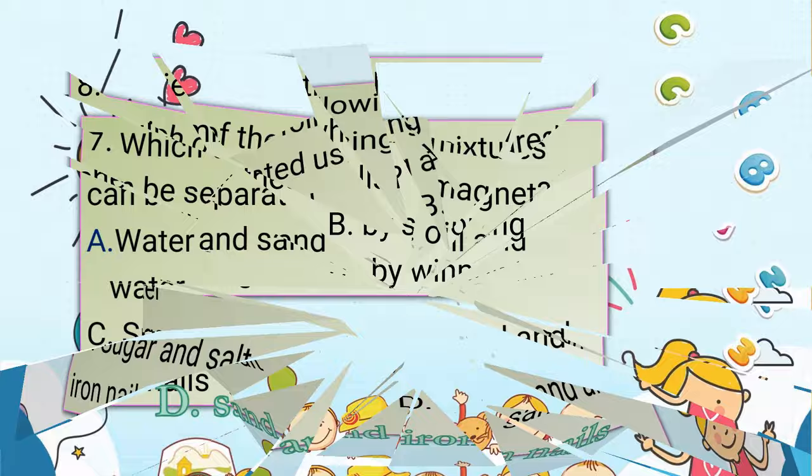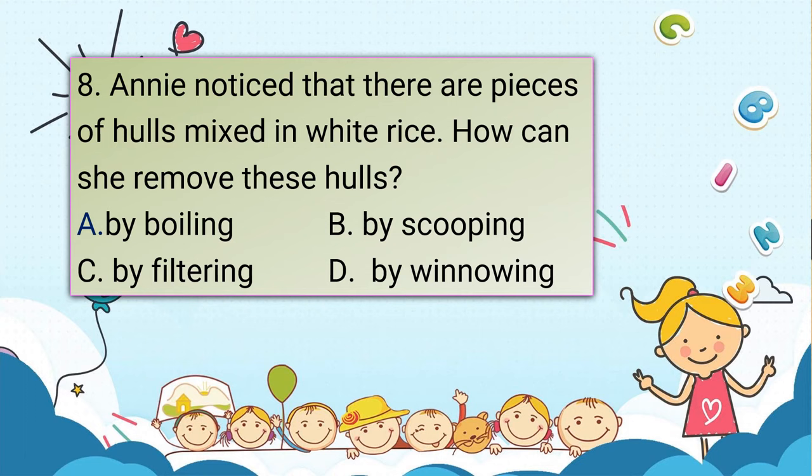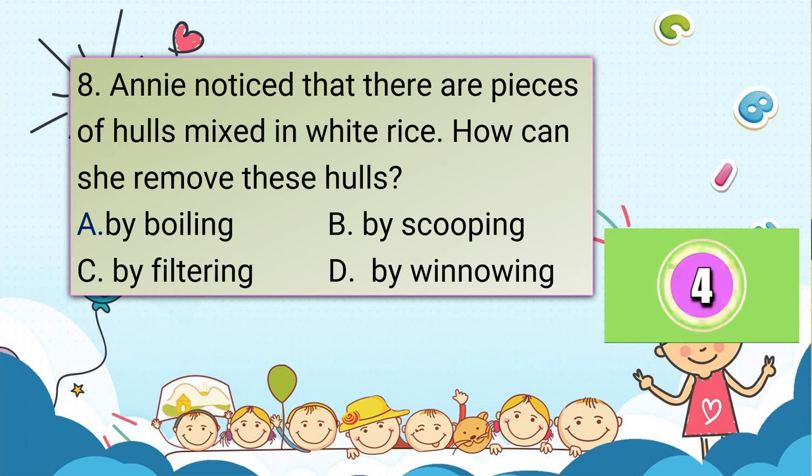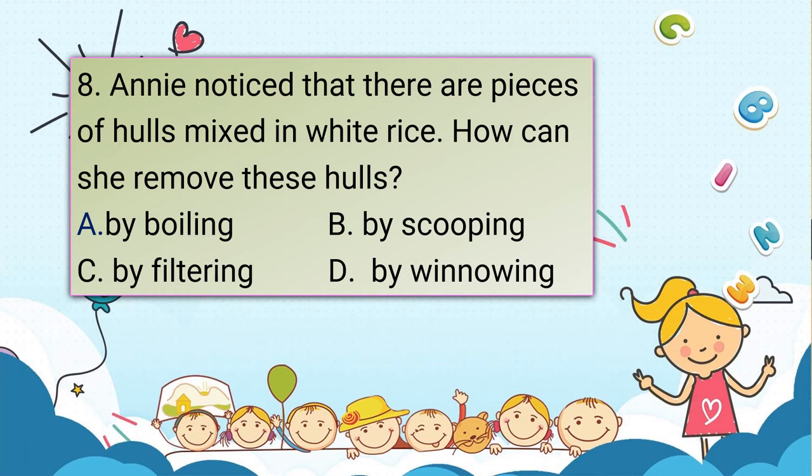Number 8. Annie noticed that there are pieces of husks mixed in white rice. How can she remove these husks? A. By boiling, B. By scooping, C. By filtering, D. By winnowing. Correct answer for number 8 is letter D. By winnowing.